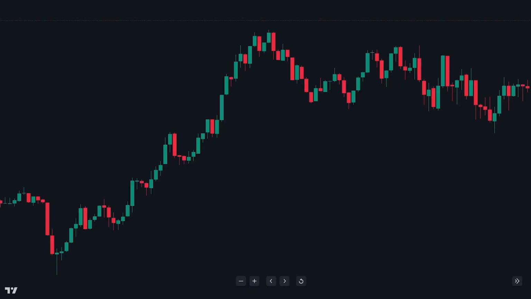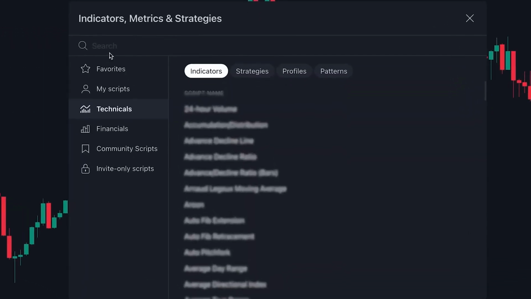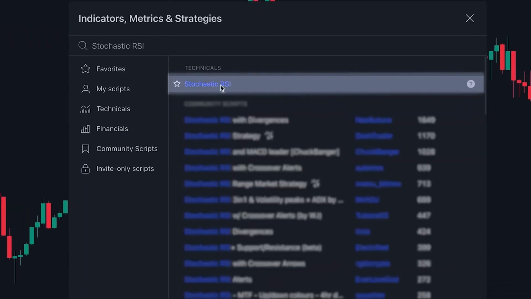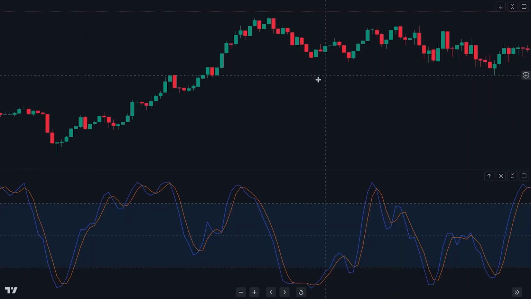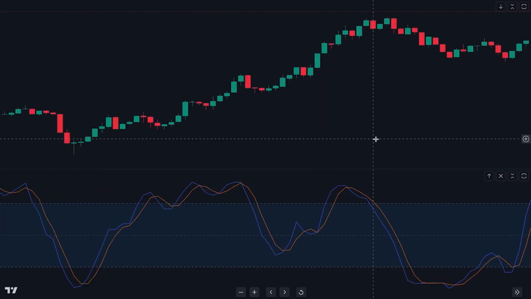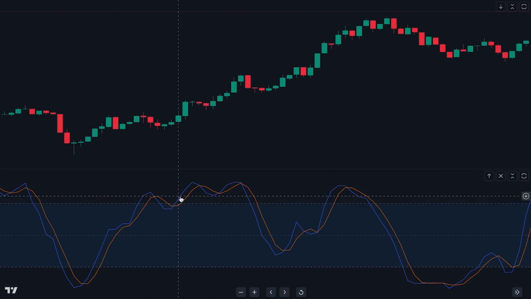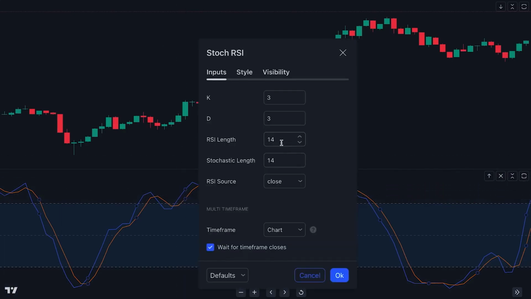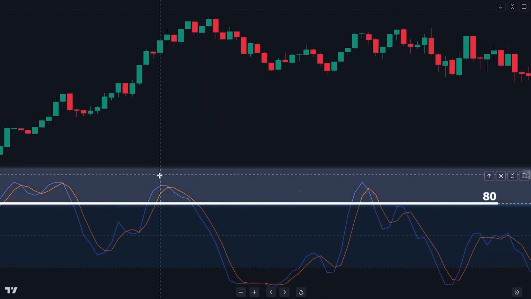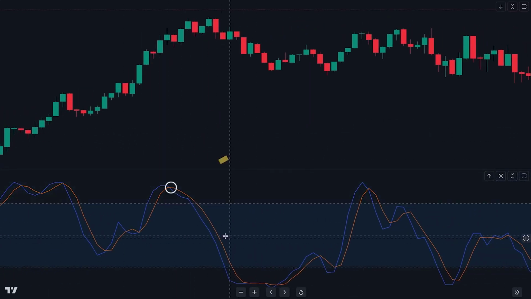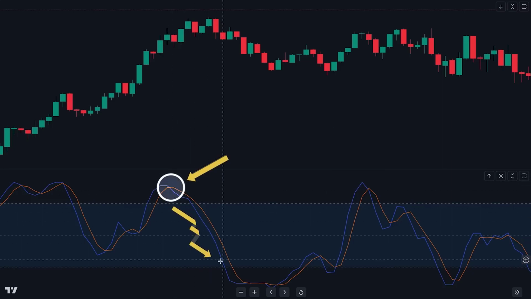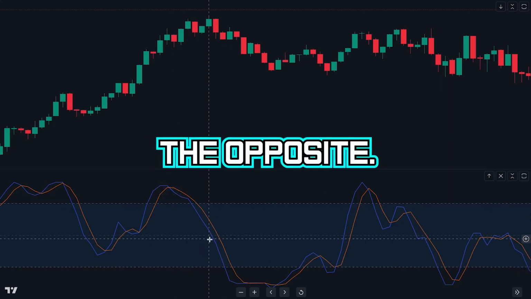Let's start with the original and basic version of the Stochastic RSI. Click on the Indicator Search tab and search Stochastic RSI and select the indicator under Technicals to add it to the chart. This is the original version of the indicator, and as you can see, the indicator oscillates between the 20 and 80 level, and you can customize the levels of this indicator by going into the settings and changing these options. The way you would use this indicator is once the price is above the 80 level, you would consider the asset overbought and you would wait for a cross of these two lines to take a sell back to the average. For buys, it's the opposite.